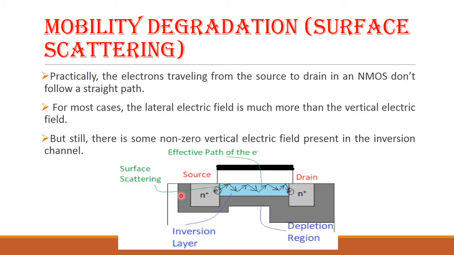The next, mobility degradation or surface scattering. Normally the electrons will travel from source to drain in a straight path, but here, due to the lateral electric field, the electrons get scattered here and there before reaching the drain. So this is called mobility degradation or surface scattering. Mobility means the speed of the charge carrier gets reduced because of this scattering effect. So this is called mobility degradation.